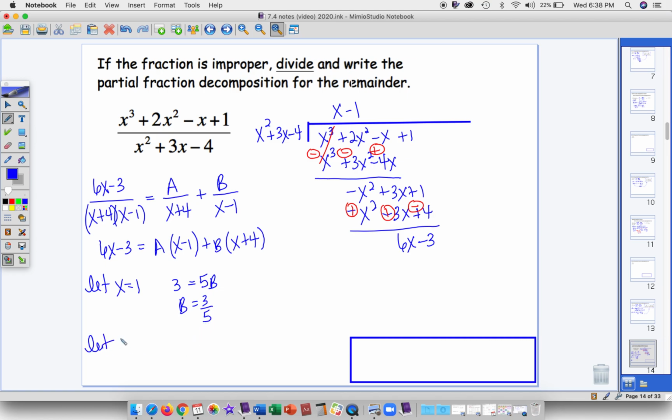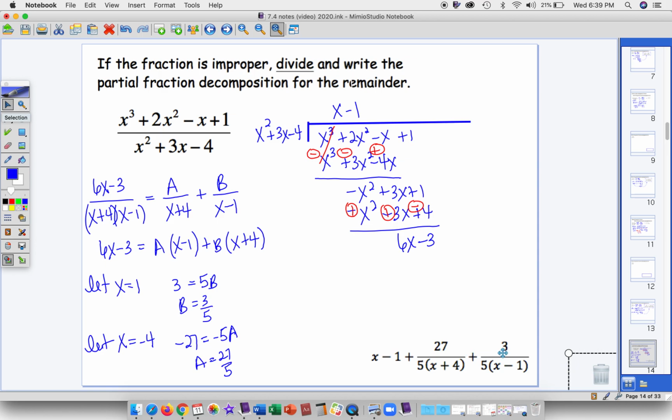I'm also going to let x equal -4. So plugging in negative 4, I get negative 27 on the left. Over here, this term becomes 0, and I have negative 5a. So a is 27 over 5. So we have fractional values for a and b. We do not write our answers as complex fractions. So here, this is how your answer should look.